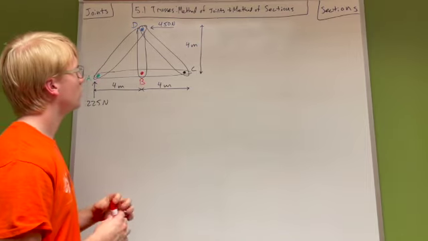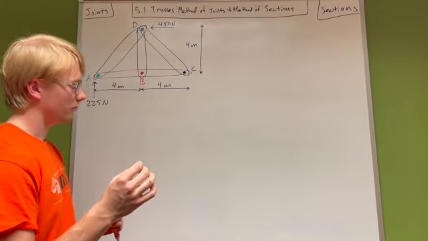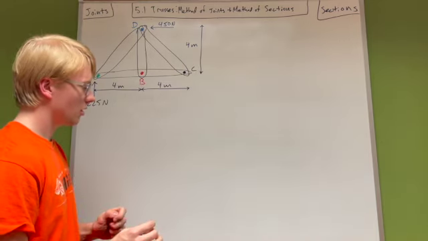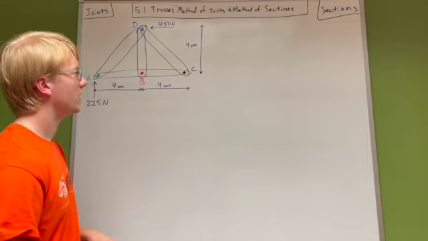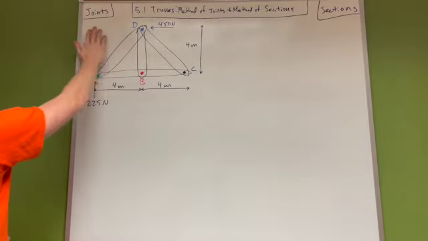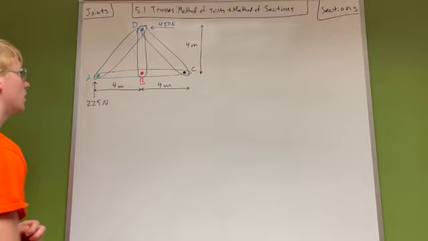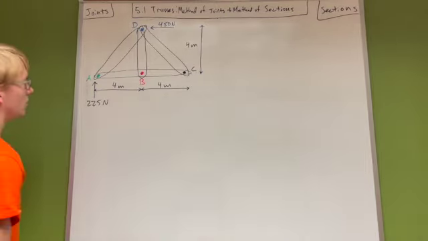Sections, you can only find certain members depending on where you place the cut, and I'll explain later, but joints I like better, so I'm going to do that first. And so what you do is, these are all joints.